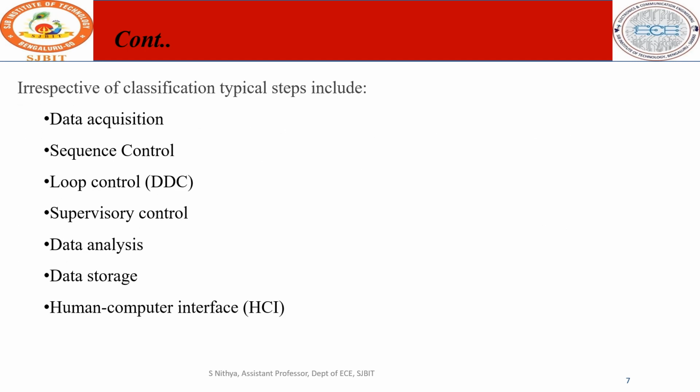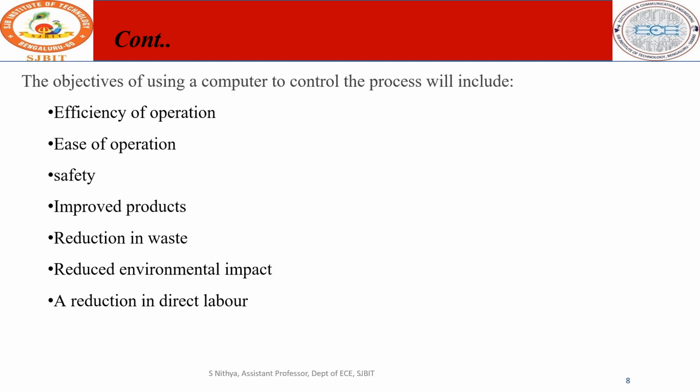Irrespective of this classification, the typical steps include data acquisition and sequence control, loop control, supervisory control and data analysis, and data storage and human-computer interfaces. Apart from this, the objectives of using computer control for the process include efficiency of operation, ease of operation, safety, improved products, reduction in waste, reduced environmental impacts, and a reduction in direct labor. So these are the objectives of this computer control.